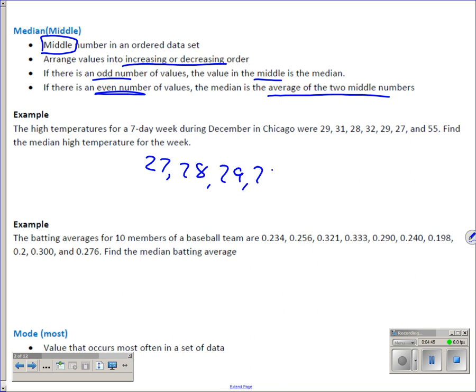29, 31, 32. That's ugly. Is that it? 35. Thank you.